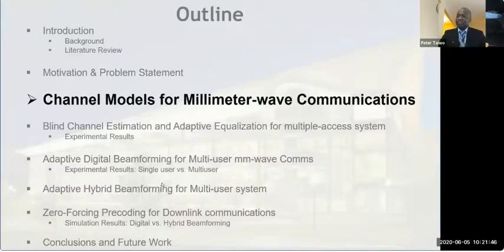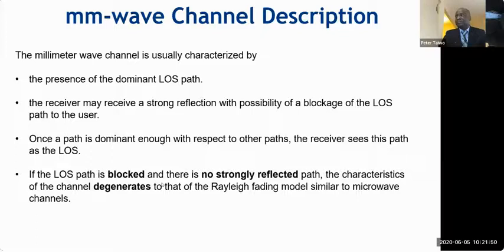So next, we want to look at channel models for millimeter wave communication. The millimeter wave channel is characterized by a dominant line of sight path. It is also possible that we have a blockage in the line of sight path, and the receiver receives a strong reflection from another path, which is stronger than the other multipath. In this case, the receiver will sense that strong reflection as the dominant line of sight path. But when both the line of sight path is blocked and there is no strongly reflected path, then the characteristics of the channel degenerate to that of a Rayleigh fading model, which is typically the model for microwave channels.